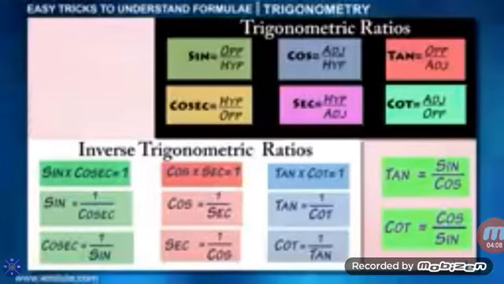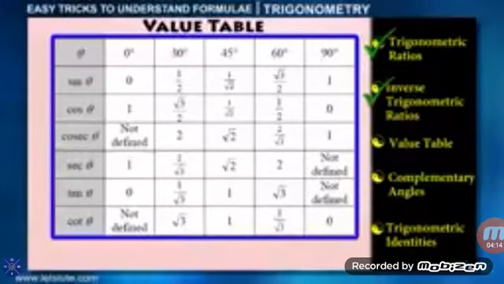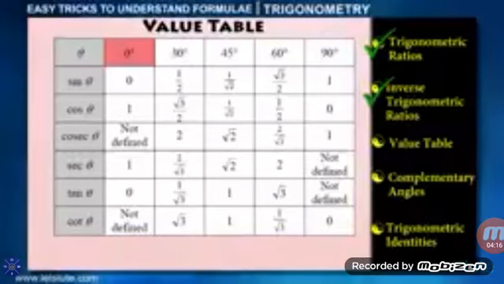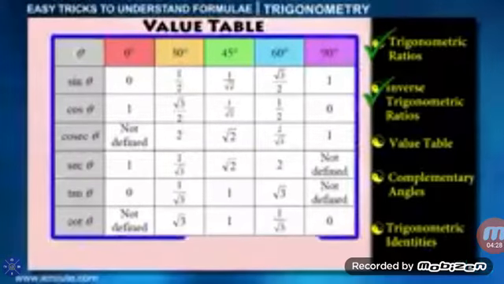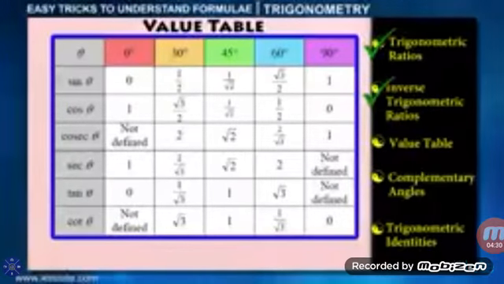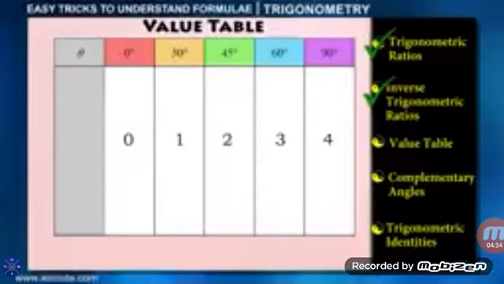Now we proceed to the next. So we are going to see a small trick to remember this value table for standard angles 0, 30, 45, 60 and 90 degrees. These values are very important and we often use them in solving trigonometric questions. So to build this entire table, we first write down the numbers from 0 to 4 below these angles.